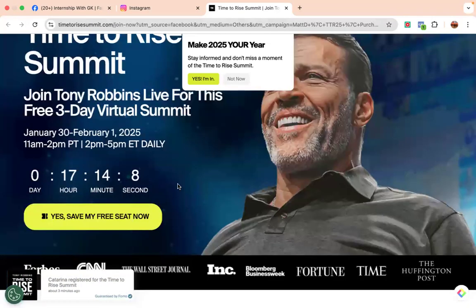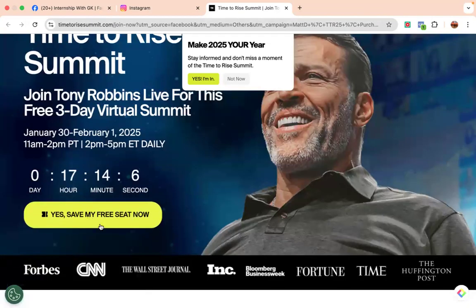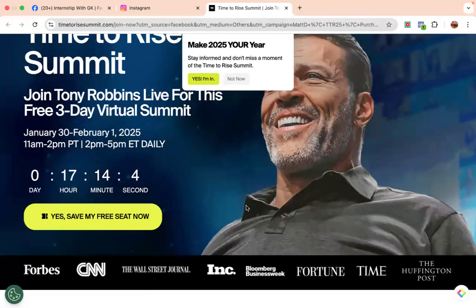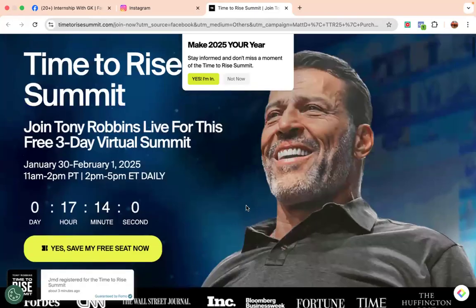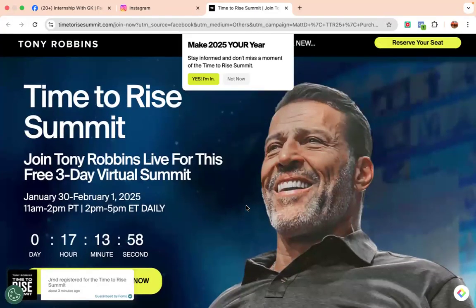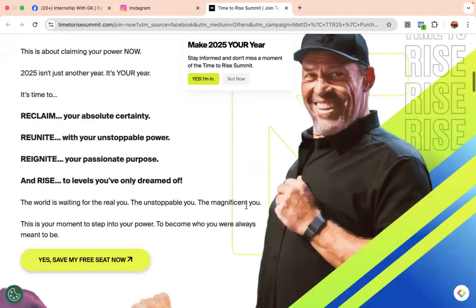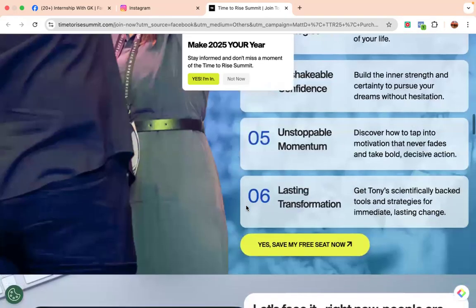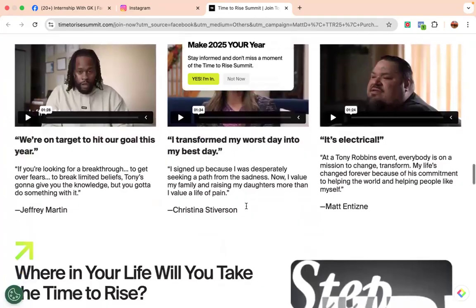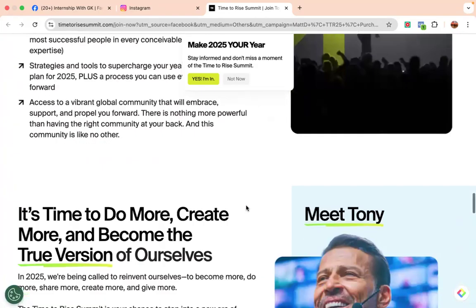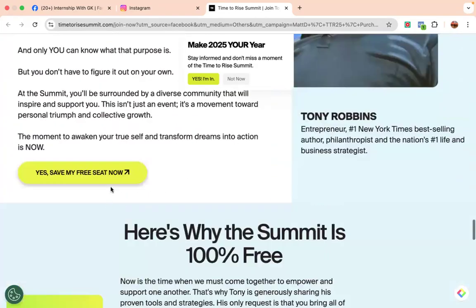Let's look at Tony Robbins. His CTA is to save his free seat. So on a landing page, the CTA will be only one. The information across the page will be of different types, but the CTA will be only one.